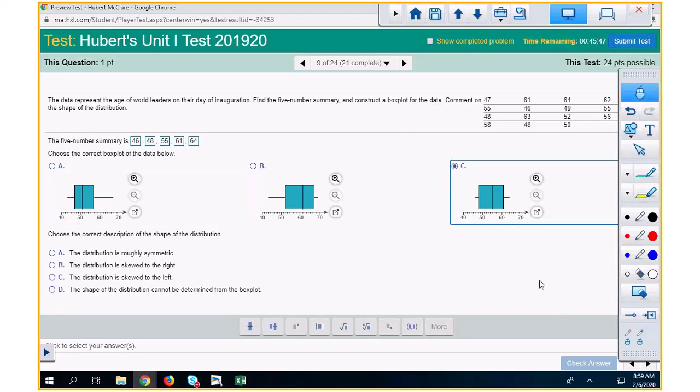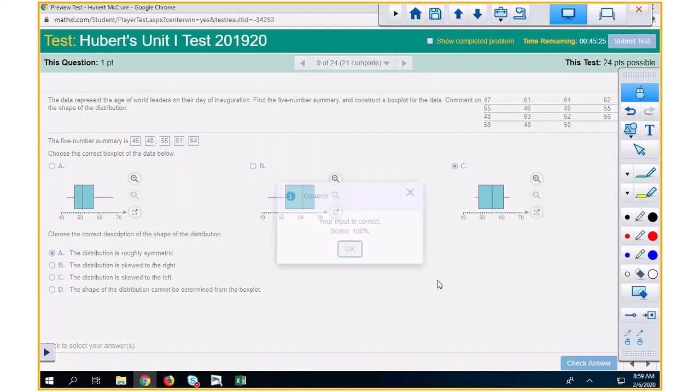Charlie? Looks like, because 55 is the mid-range. Okay, here's 55 right here. Nope. Here's 55 right here. Nope. Ding. So that one's it. So it is roughly symmetric, I would say. And we feel good about ourselves.